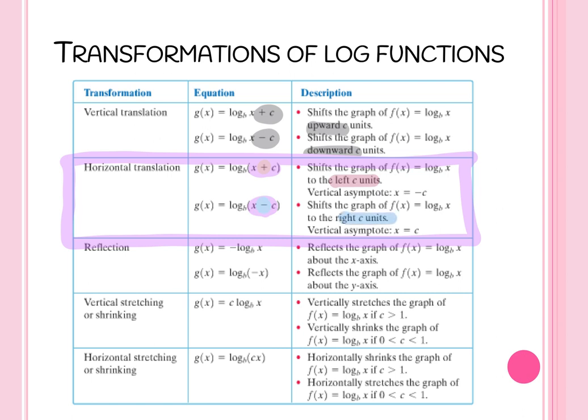Like everything else, a reflection on the front flips it upside down. Inside flips it left to right. A number on the front is going to cause a vertical stretch or shrink, and a number inside is going to cause a horizontal stretch or shrink. Those you will find from your points, though. The most important thing you have to identify is the horizontal translation.